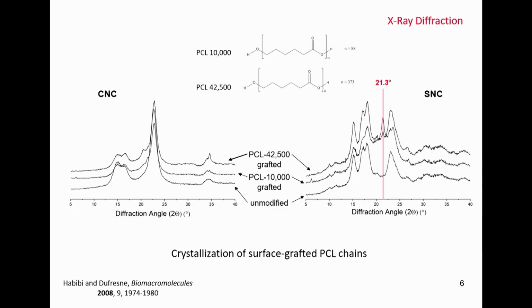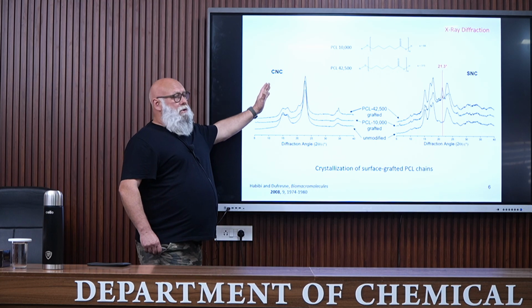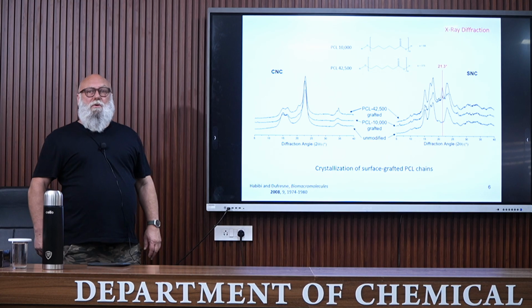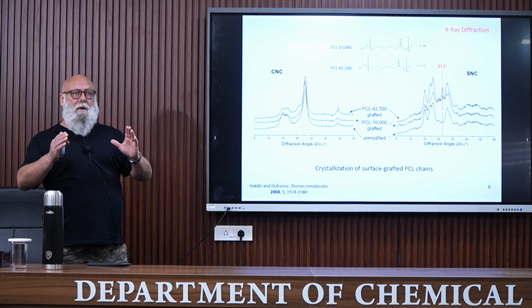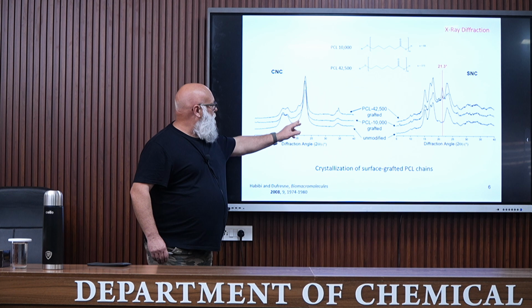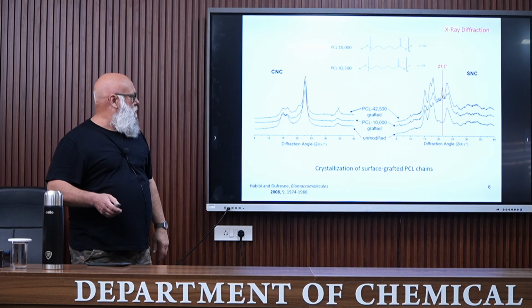And so we can see the X-ray diffraction pattern for the unmodified particle and for the particle modified with the two different polycaprolactone. In the case of cellulose nanocrystals, it's difficult to see any change. It's easier for starch nanocrystals because you can see that we have a new peak here around 21 degrees that corresponds also to the crystalline structure of grafted polycaprolactone chains. For cellulose, it's more difficult to see because you can see that we have a very strong peak here, and so it's difficult to dissociate the two peaks.